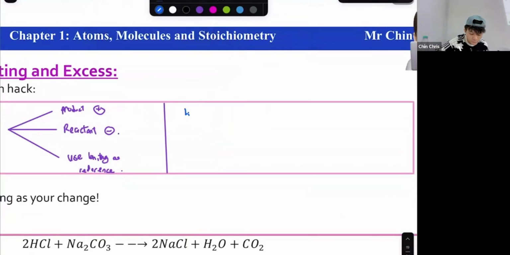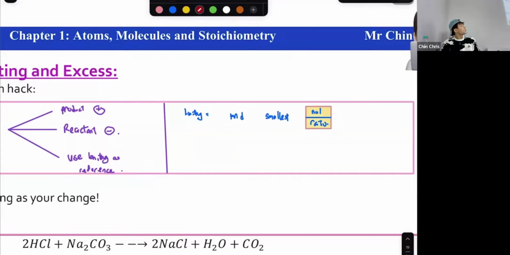Alright, guys, now how do you find limiting? Please find the smallest mole over ratio. Okay?